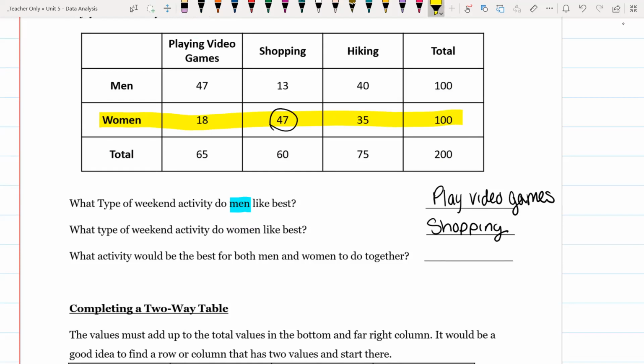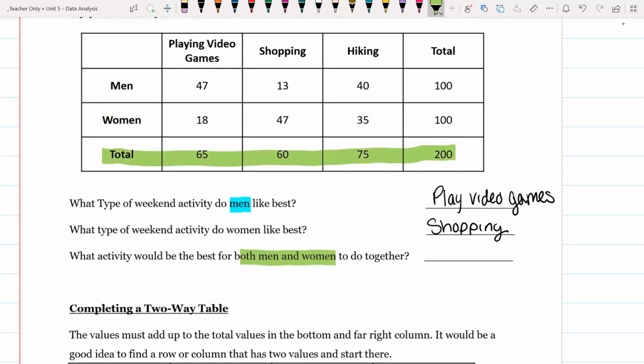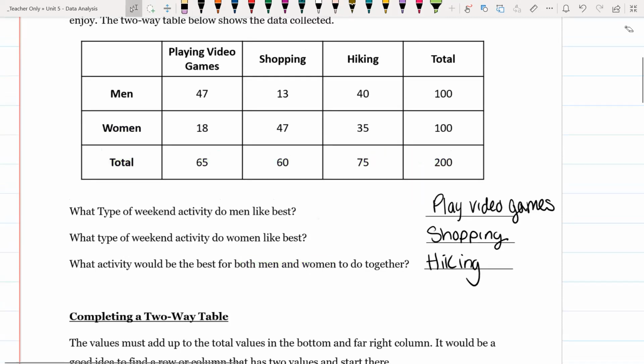All right, last one, the total, right? Just kidding. Last one is what would be best for both men and women. So that would be looking at our totals. What's the highest number in our totals? Well, overall, our highest number in totals is 75. So together, both men and women like to go hiking overall. Okay, so that's how we interpret a table. We're taking that information we're given and we just make or decide information from that. Make inferences.